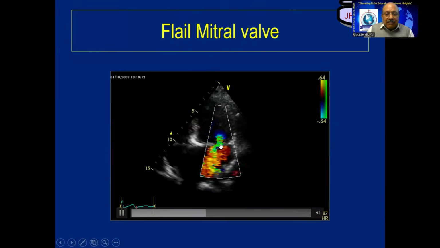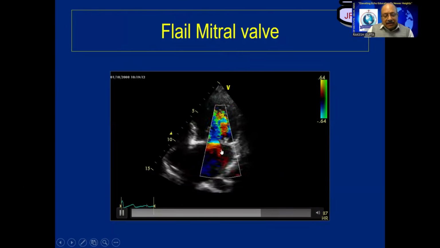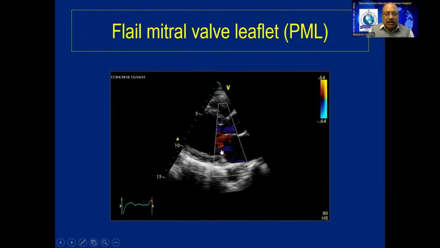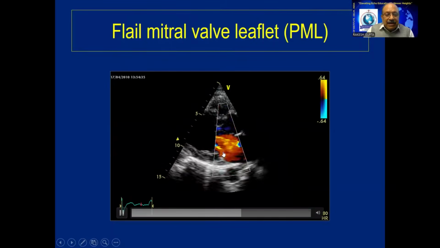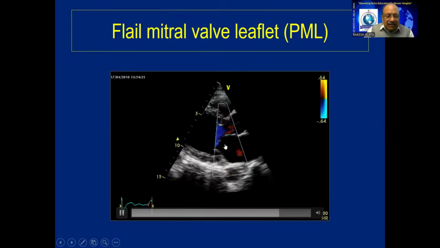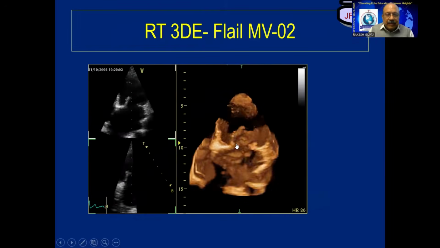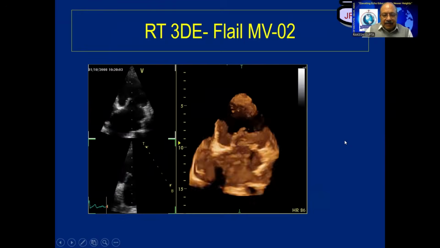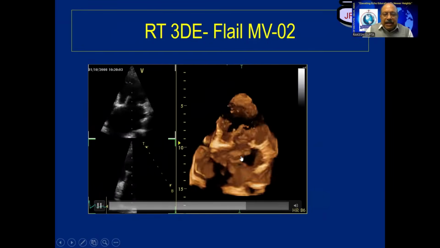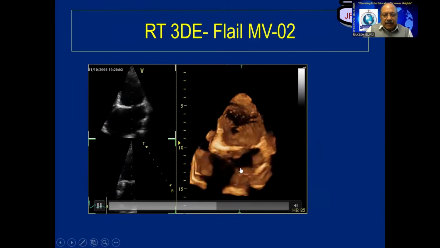Another example, this PML is flail, and I'll show you a picture. And now, again, this leaflet is prolapsing back into the LA, and we have got severe mitral regurgitation. Very clear. Now, this is the 3D depiction of this flail leaflet. Let me hold it for you. Correct.